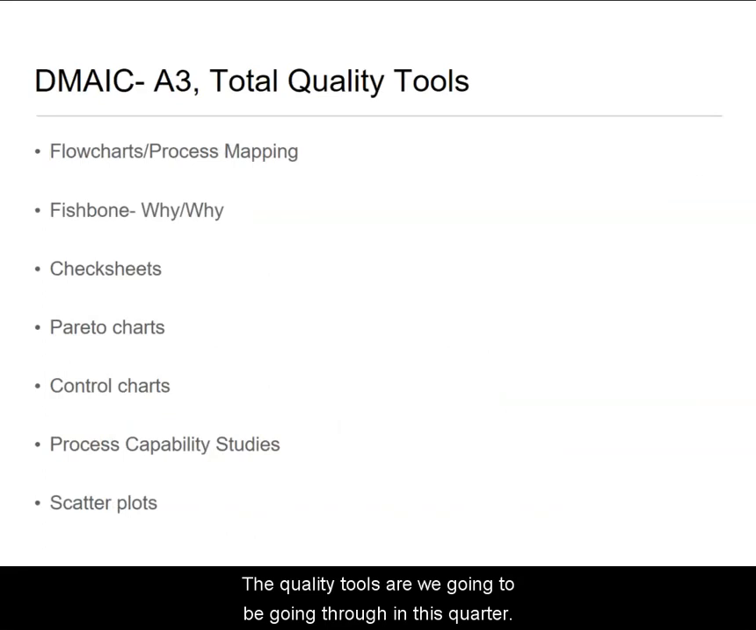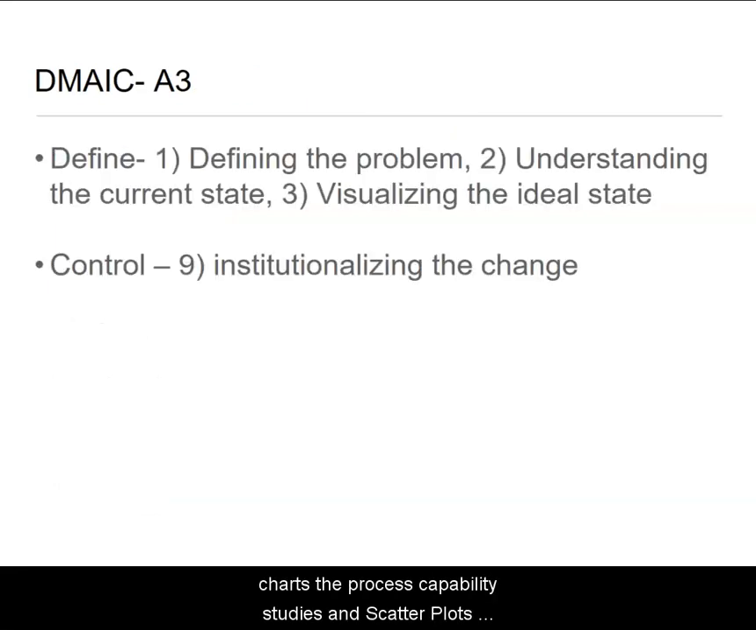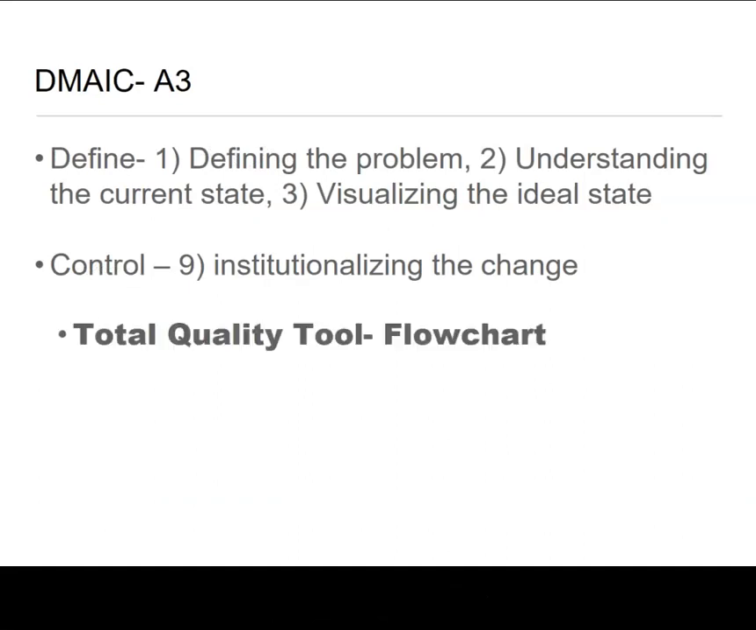The quality tools that we're going to be going through in this quarter are the flowcharts, which we'll do today, the fishbone, the check sheets, the Pareto charts, the control charts, the process capability studies, and the scatter plots. Today, we are going through the flowchart. So the flowchart, we use it in the define and the control phases. We could use it in the measure, analyze phase too, or improve phase, but right now we're looking at doing it in the define and control phase.